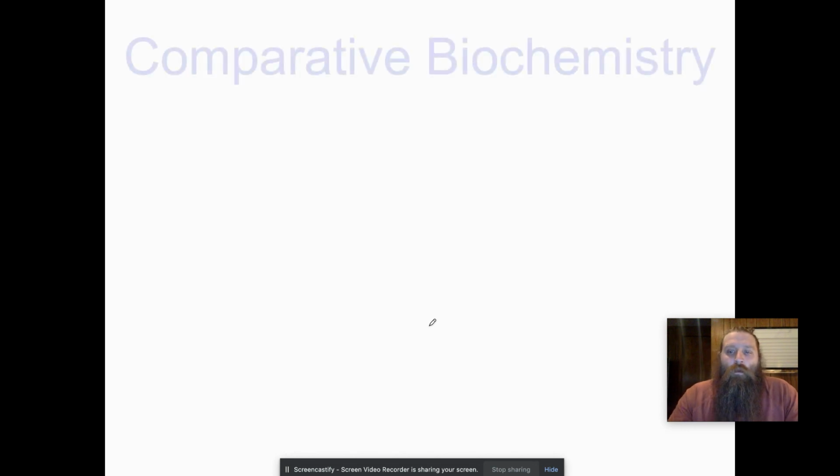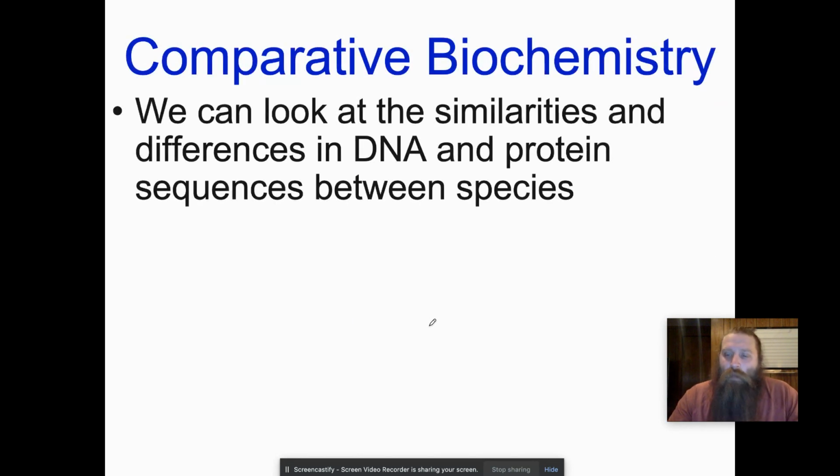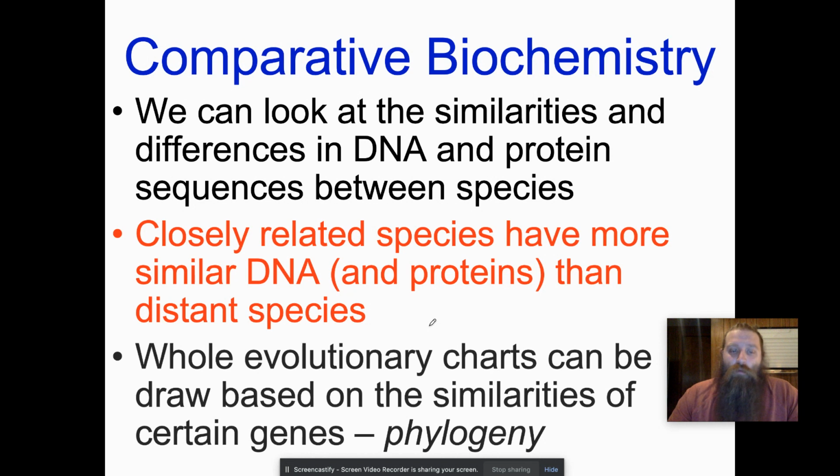Okay? Now, the last branch is comparative biochemistry. In biochem, we're looking at the similarities and differences in DNA and protein sequences in different species. So if you're really closely related, you should have similar DNA, similar protein structure, and similar amino acid organization compared to more distantly related species. You can base an entire evolutionary chart on phylogeny, which is the comparison of genes.